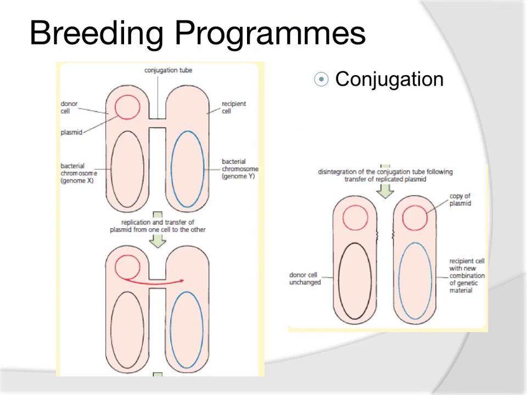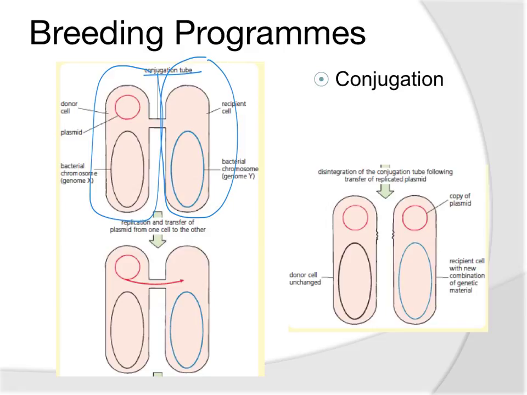Okay, here's the third way that genetic information can be changed in bacterial cells. This is called conjugation, and here you've got two bacterial cells, a donor cell and a recipient cell. You'll see that there's something called a conjugation tube, a temporary bridge between the two bacterial cells. These two bacterial cells have different genomes, but what this bridge can do is that a plasmid can be passed from one of the cells to the other.